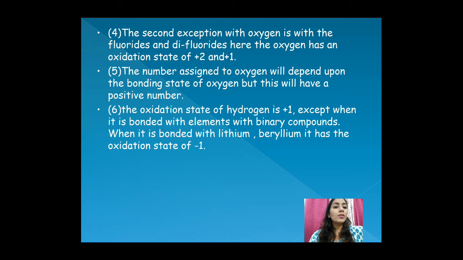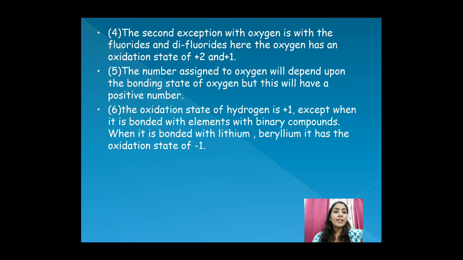The number assigned to oxygen depends upon the bonding state of oxygen, but this will be a positive number. The oxidation state of hydrogen is +1, except when it is bonded with metals in binary compounds. When it is bonded with lithium or beryllium, it has the oxidation state -1.